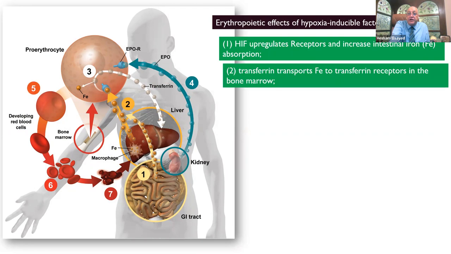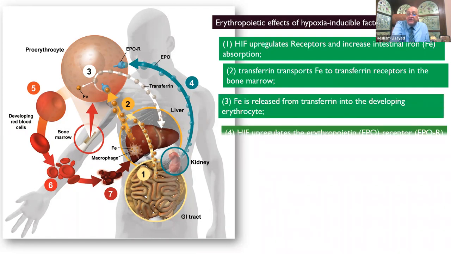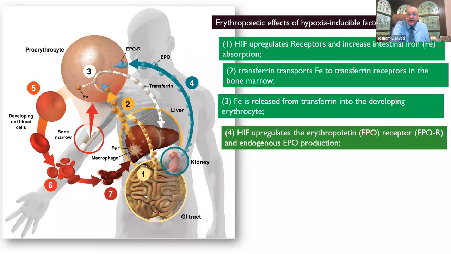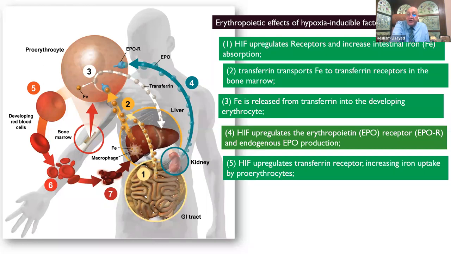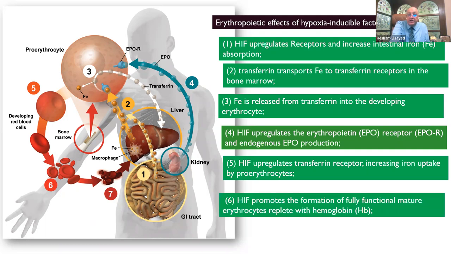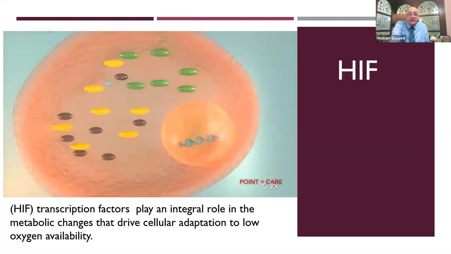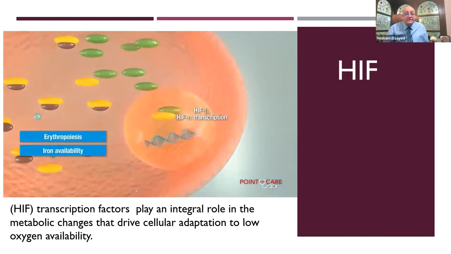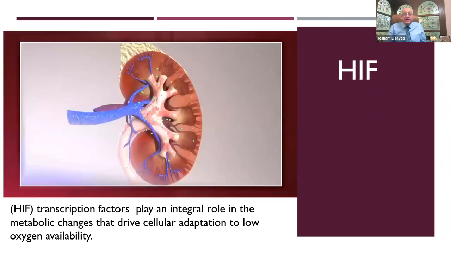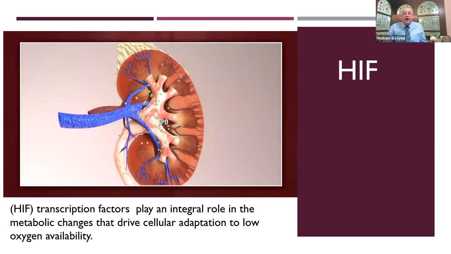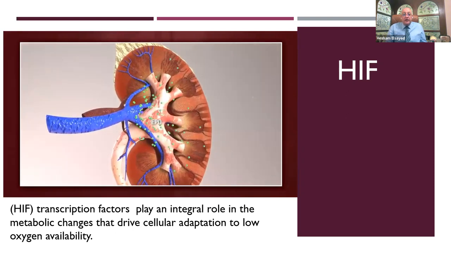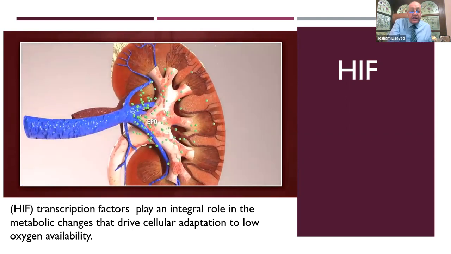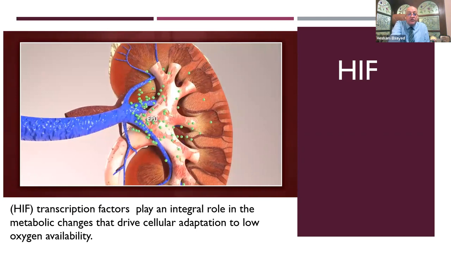It upregulates iron absorption and the transferrin transporter, so iron is released from transferrin. It also upregulates EPO receptors and endogenous EPO production. Upregulated transferrin receptor increases iron uptake by erythrocyte progenitor cells in the bone marrow and promotes the formation of fully functional matured erythroblasts. That is why, when stimulating hypoxia-inducible factor transcription genes, we have many functions, one of which is erythropoiesis. However, angiogenesis is the mechanism of delivering more blood supply to hypoxic organs, compensating for the hypoxia. Increasing erythropoietin from native damaged kidneys in chronic kidney disease with supraphysiological doses of hypoxia-inducible factor is probable.